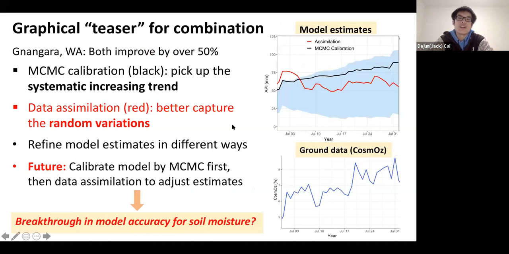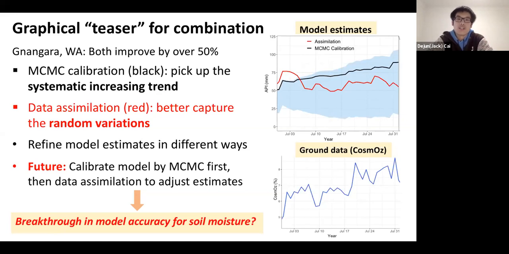In fact, there's a very interesting graphical teaser for this combination in the Nangara in Western Australia. Both methods improve the performance by over 50% here. The graph on top shows the model output. The MCMC calibration, which is the red line here, can help the model pick up the systematic increasing trend in the ground data, which is the graph on the bottom. However, the outputs from data assimilation, which is the red line, can help the model better capture the random variations. This graphical observation showed that these two methods can actually refine the model estimate in quite different ways.